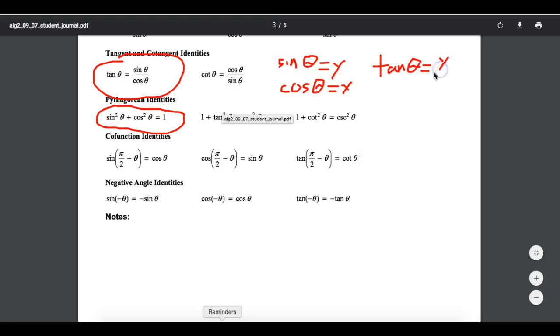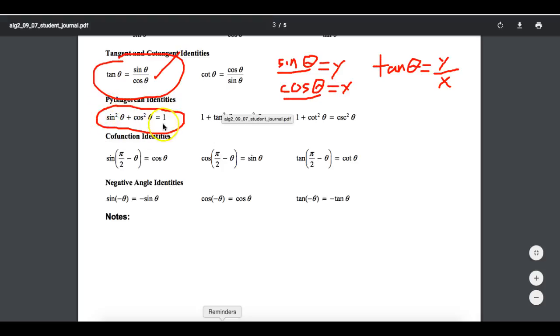Now here, the way we get our tangent identity is just by substituting. If instead of y we plug in sine of theta, and instead of x we plug in cosine, we get tangent equals the sine of theta over cosine theta. So that's your first identity. That's a relationship between the tangent, sine, and cosine. Tangent is just equal to the ratio of sine theta over cosine theta. So again, the tangent of any angle is just equal to the sine of that angle divided by the cosine of that angle. That's our first identity right there.